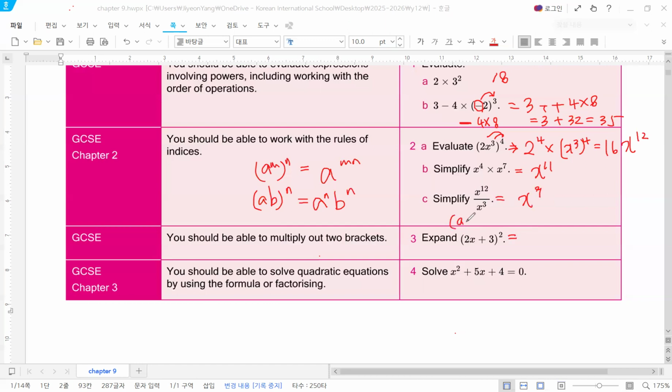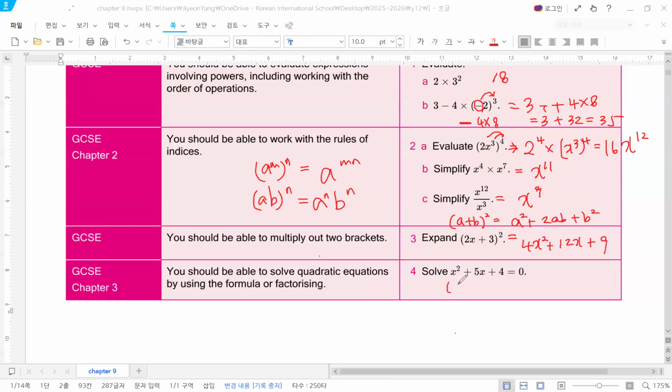So, as you remember, a plus b squared can be expanded as a squared plus 2ab plus b squared. Therefore, please expand this one. 4x squared plus 12x plus 9. Thank you.